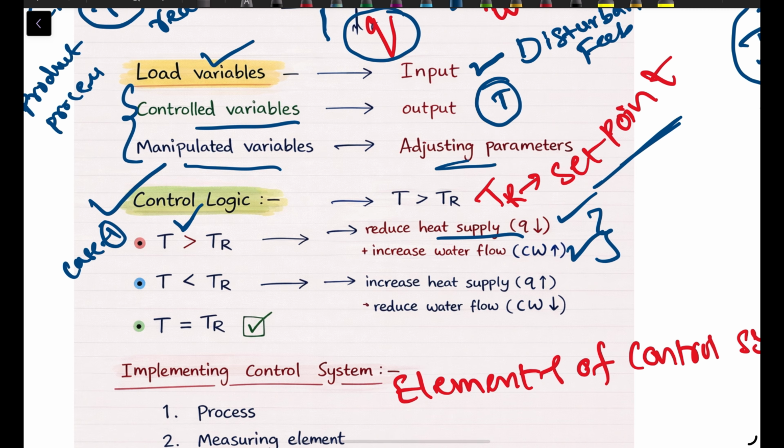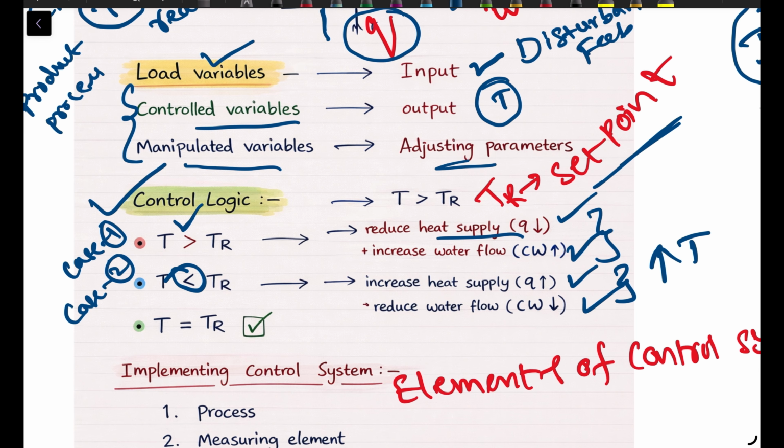Now let's go to case 2. What is case 2? If the reactor temperature becomes less than the set point, then what will the controller do? It will increase the heat supply and reduce the cooling water flow. So what will happen if you do these things? It will increase the temperature value. That is one case.